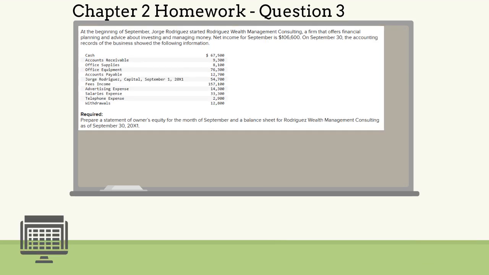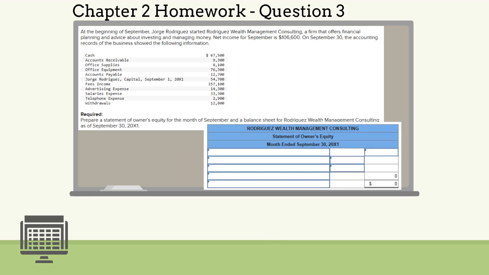For question number 3, you're again provided with a listing of accounts, but this time, you're asked to prepare a statement of owner's equity and a balance sheet. Let's start with the statement of owner's equity. First, look at each account and decide whether it's part of owner's equity. Owner's equity starts with the beginning capital balance. Then we add the net income for the period and subtract what the owner withdrew. So start by entering the beginning capital balance as of September 1st.